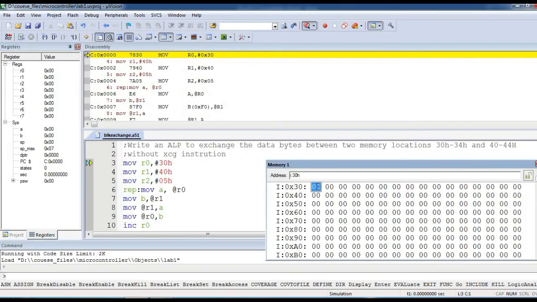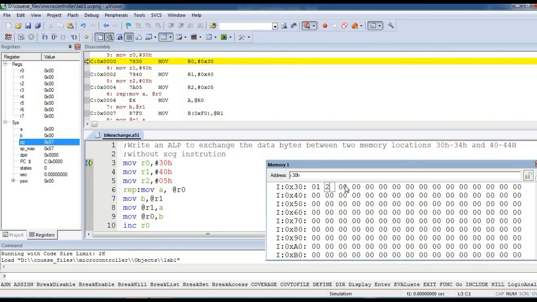Now first we'll feed the data in the 30H memory location and 40H memory location. After the execution, the data of the 30H location and 40H location should be interchanged. Right? So please observe here. Now 30H is having the data A, B, C, D, E, and 40H is having the data 1, 2, 3, 4, 5.